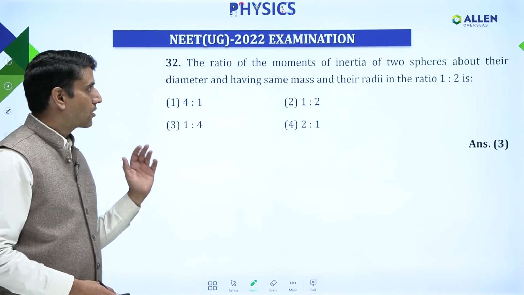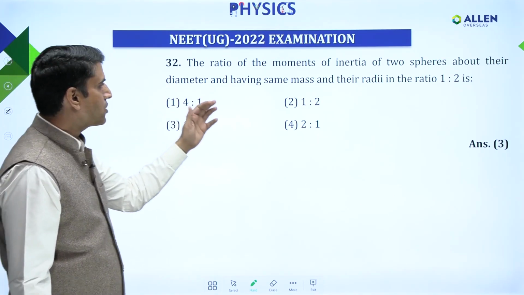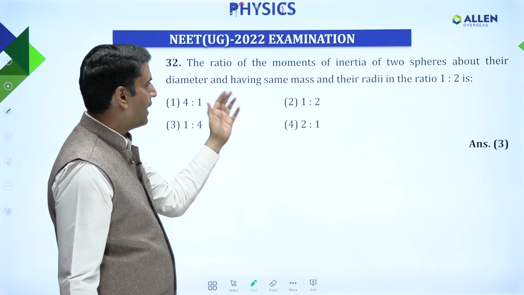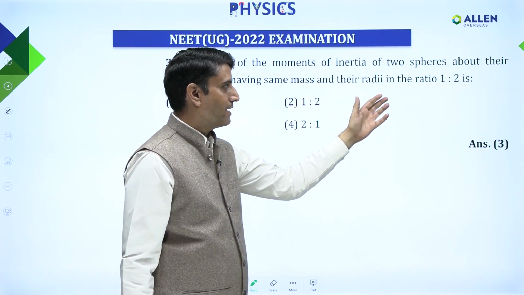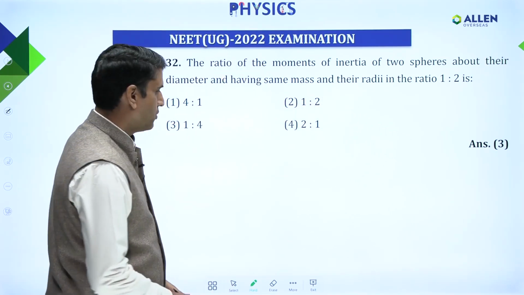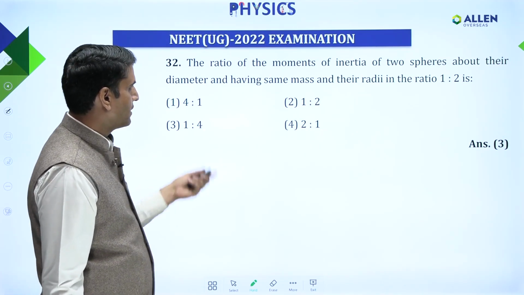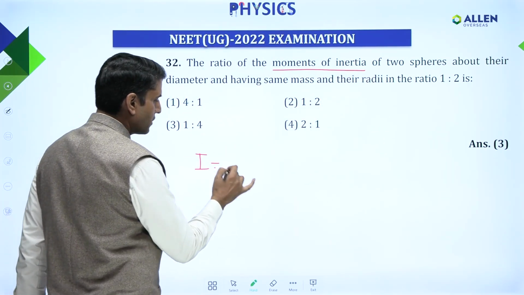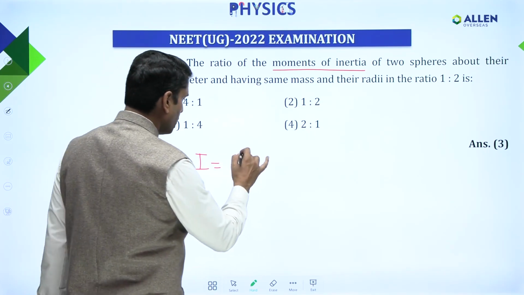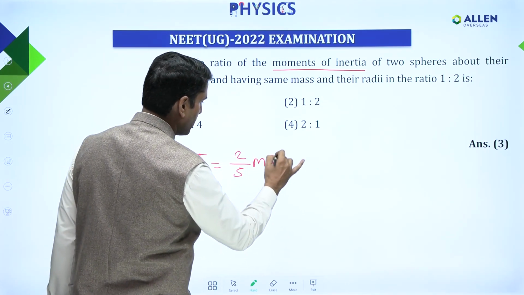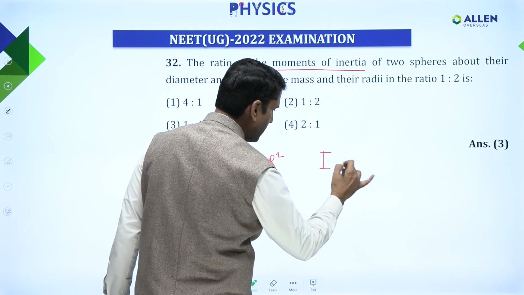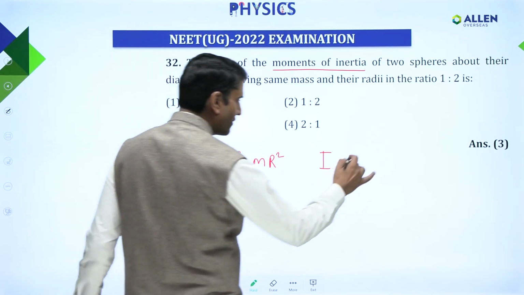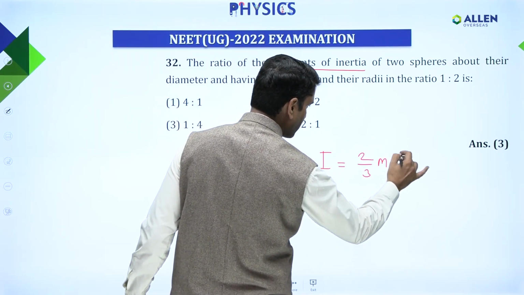Here it is, question number 32. Ratio of the moments of inertia of two spheres about their diameter and having same mass and their radii in the ratio 1:2. Here we are going to find out the ratio of moment of inertia. As we know, I for the solid sphere is 2 by 5 mr square, and for hollow sphere, moment of inertia with respect to its diametrical axis would be 2 by 3 mr square.